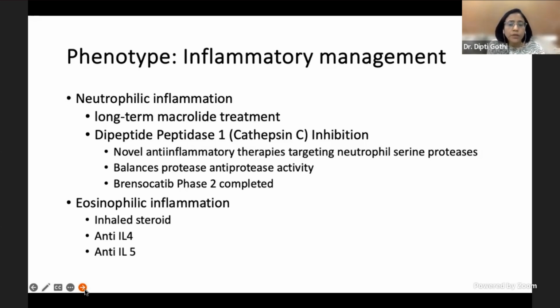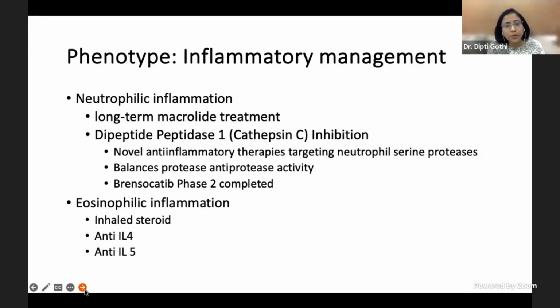The good part about it is that it has completed the phase 2 trial very successfully, and it basically helps in balancing protease and anti-protease activity, which is something that needs to be looked into. If you have a high protease, then anti-protease is supposed to inhibit this high protease, and this particular drug, called brensocatib, is helpful in doing so. So we are eagerly awaiting the phase 3 trial results, which will hopefully be out in 2-3 years. So that is about the neutrophilic inflammation.